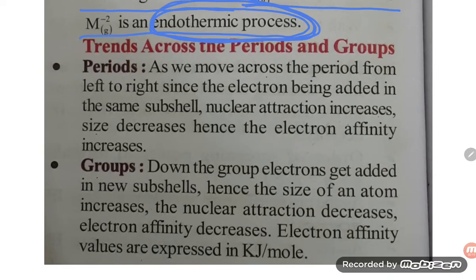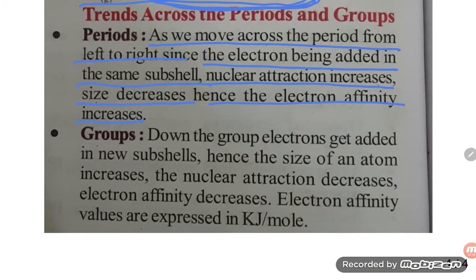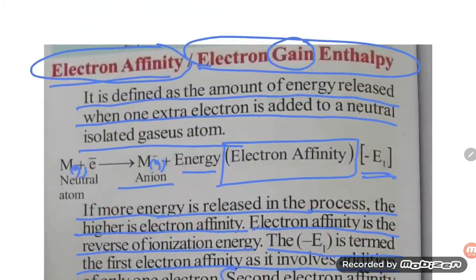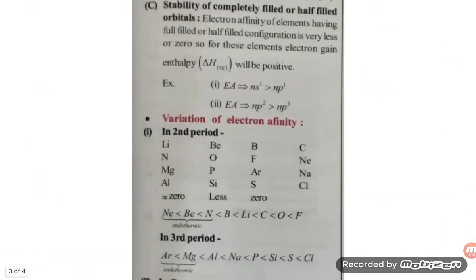Trends across the period and group. As we move across the period from left to right, the electron is being added in the same subshell, nuclear attraction increases, the size decreases, hence the electron affinity increases. Down the group, the electron gets added in a new shell, the size of the atom increases, the nuclear attraction decreases, so electron affinity also decreases. Electron affinity values are expressed in kilojoule per mole. So it increases in a period, while in a group it decreases.